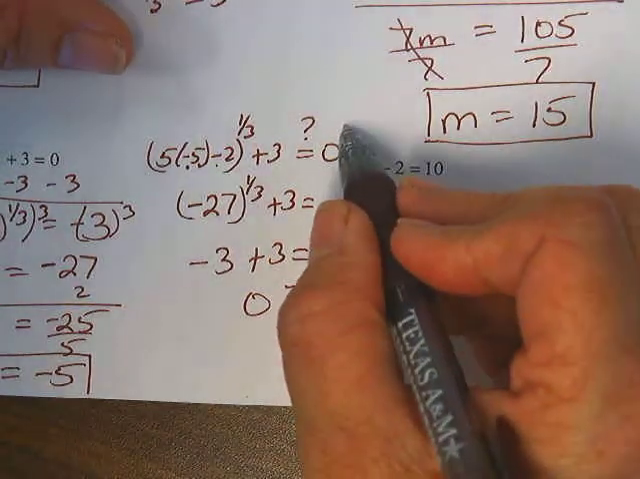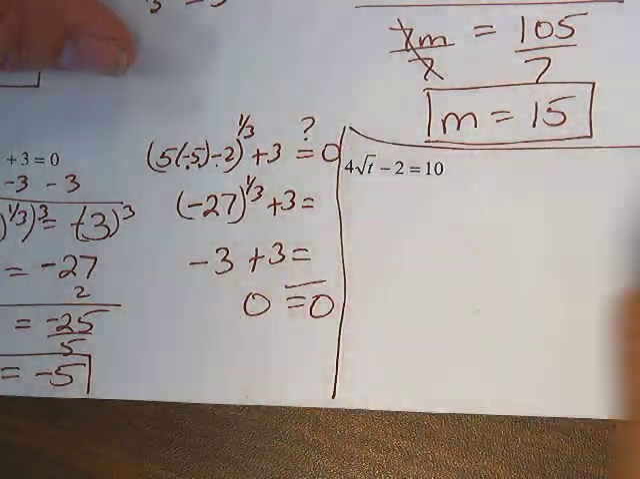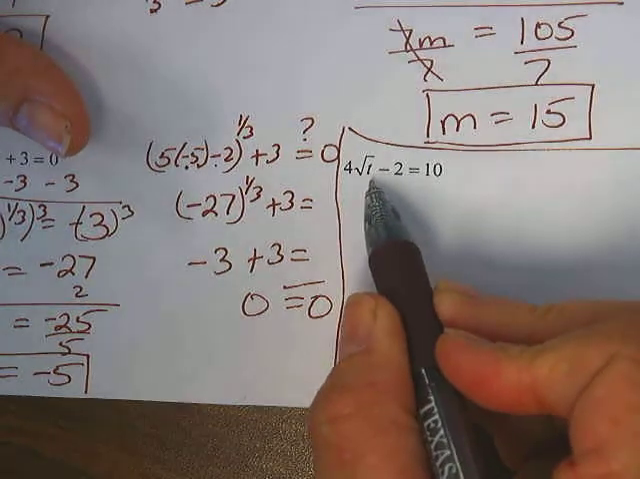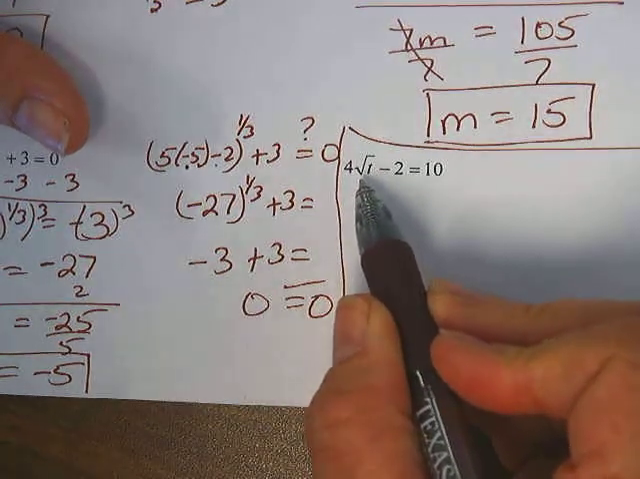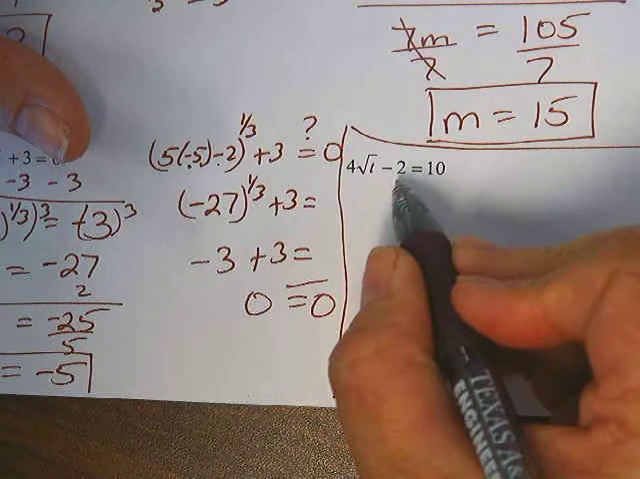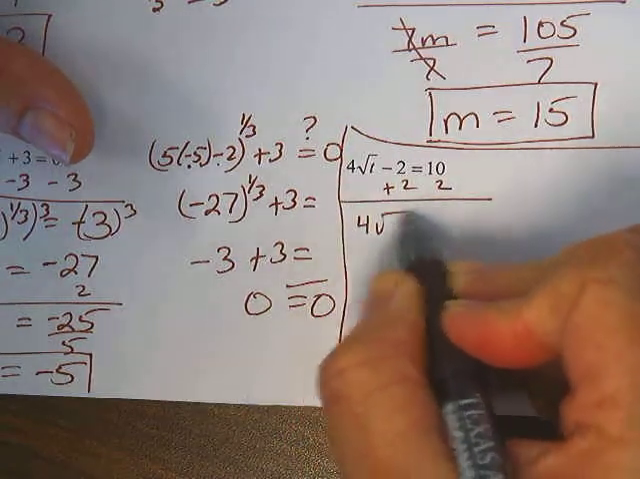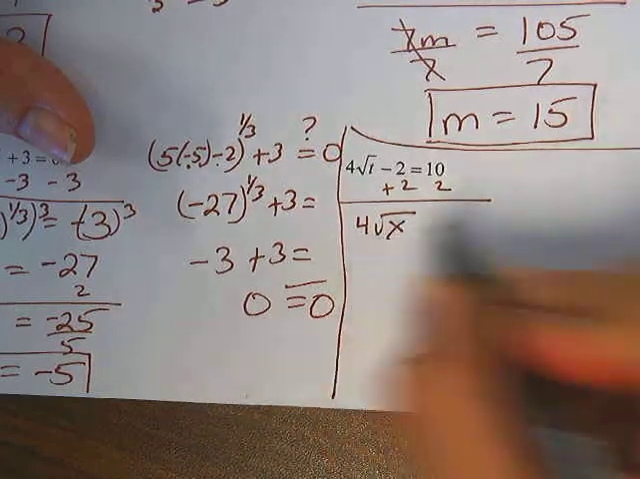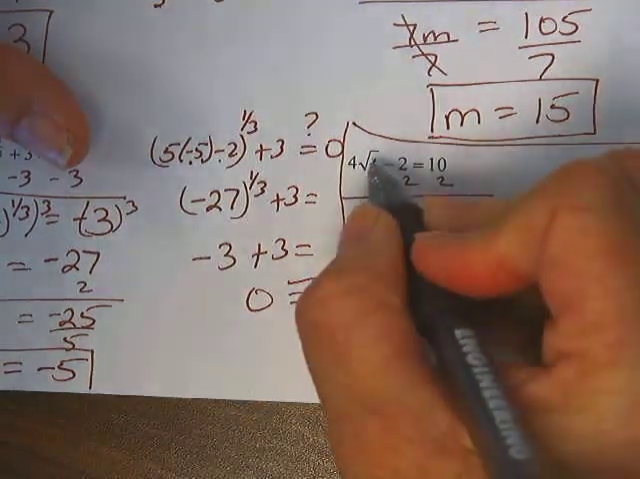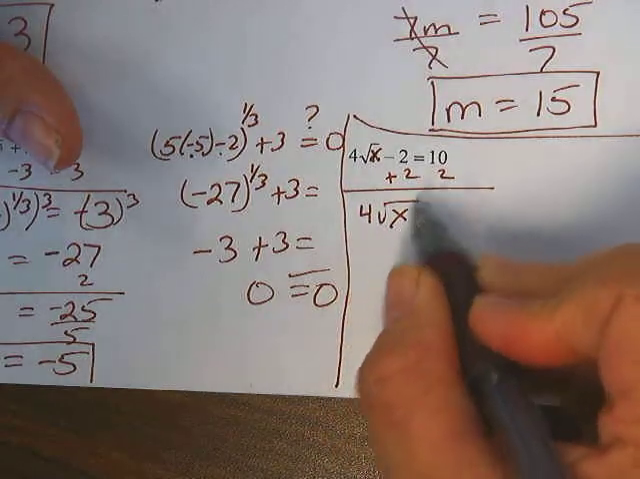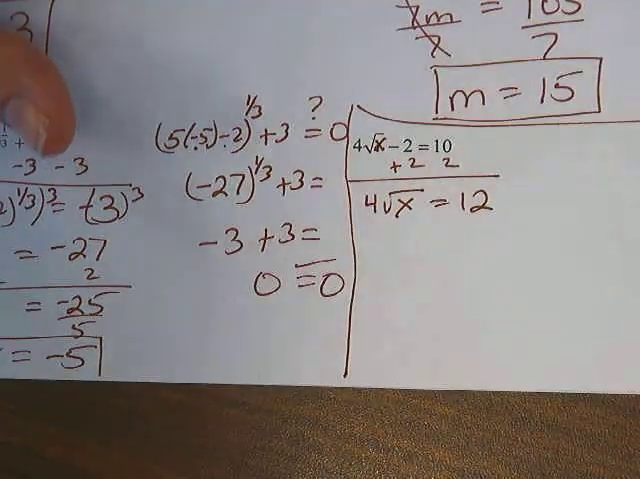Okay, one last problem, and sorry, I've kind of written all around it. But again, we need to do some work before we can raise this to the power. We've got to have the radical by itself. So I need to add 2 to both sides. So I have 4 times the square root. I'm going to call this x so you can make sure and see what variable I'm using. So 4 times the square root of x equals 12.